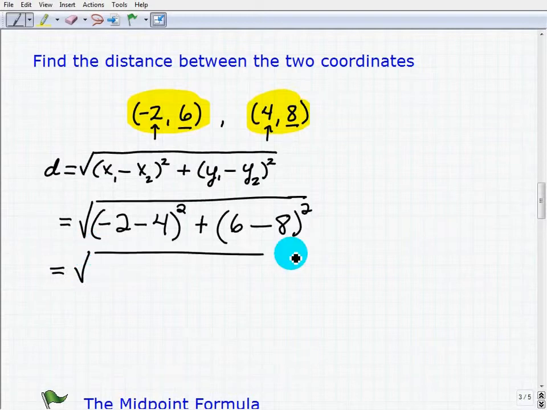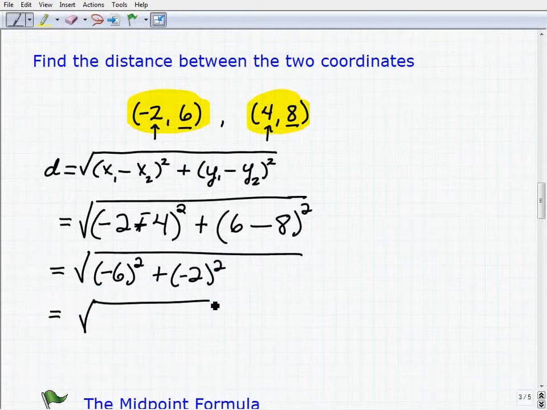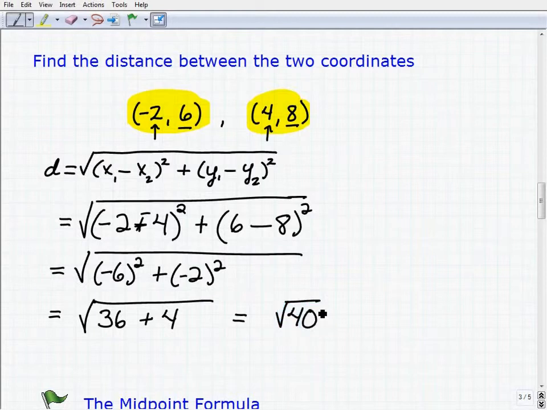So this is going to be the square root of negative 2 subtracted from 4. It's the same thing as negative 2 plus negative 4. That would be negative 6 squared plus 6 minus 8, which is negative 2 squared. We'll just keep working this down. Negative 6 squared is 36. Okay, negative 2 squared is 4. So the distance between those 2 points is the square root of 40.